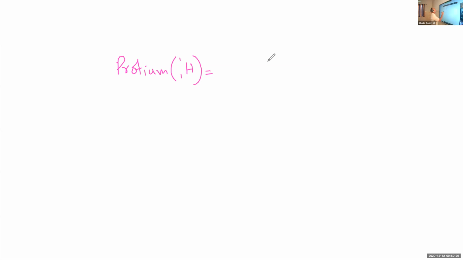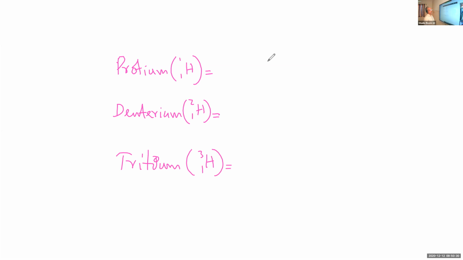The second one is deuterium or heavy hydrogen H12 or a capital D. And the third one, tritium H13 or a capital T. Let us see the structure. Structure means how many protons are there, how many electrons are there, how many neutrons are there, what is the mass of an atom, mass of an isotope. That is what is meant by the structure. Let us take one by one.